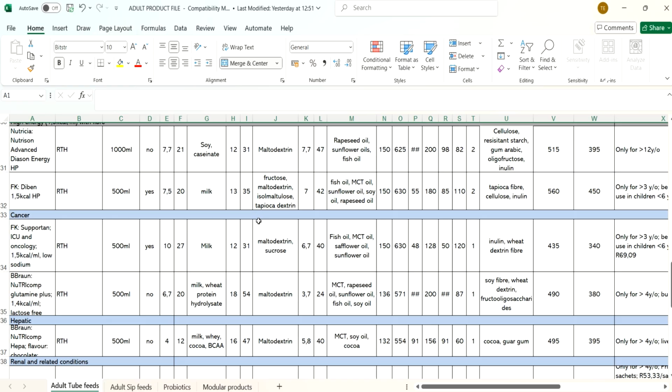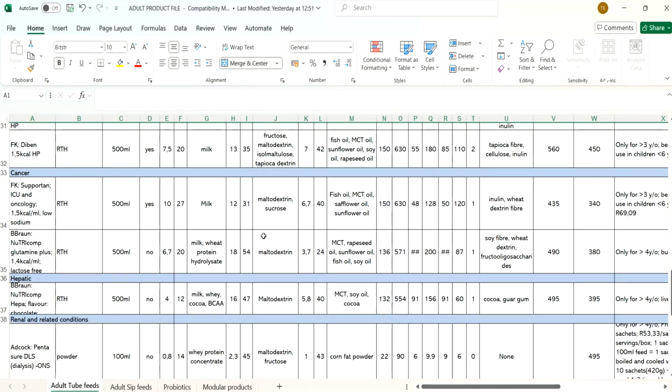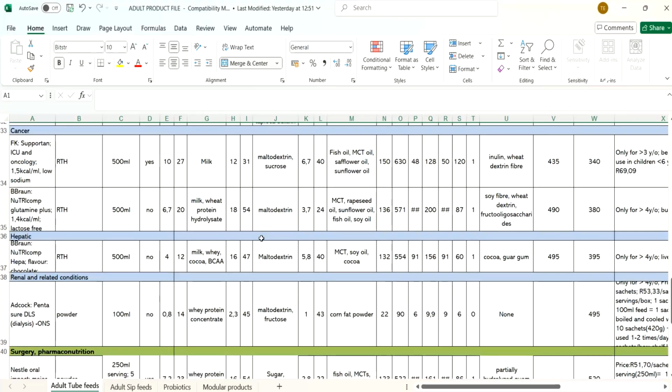It's going to be based on the anthropometry, the biochemistry, the clinical features, and the diet history of the patient as well. Okay, and obviously if they've undergone surgery or they're ventilated, all of those things should be considered as well, right? And that's how you choose a feed. So it's based on your clinical judgment of the patient.